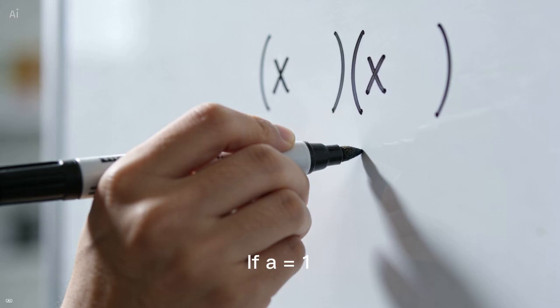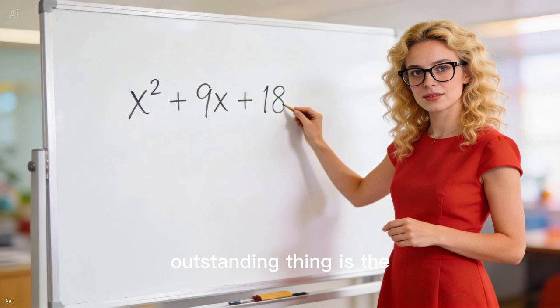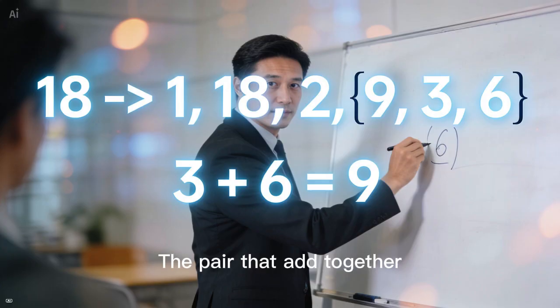If a equals 1, i.e., it just shows x squared without a coefficient, for example, x squared plus 9x plus 18, you can immediately put an x in each bracket. This means the only outstanding thing is the second term in either bracket. This will be a number. To get this, we first find factor pairs of the constant c, the pair that add together to make the coefficient b. Here, it's 9. These go into the second positions in the brackets.